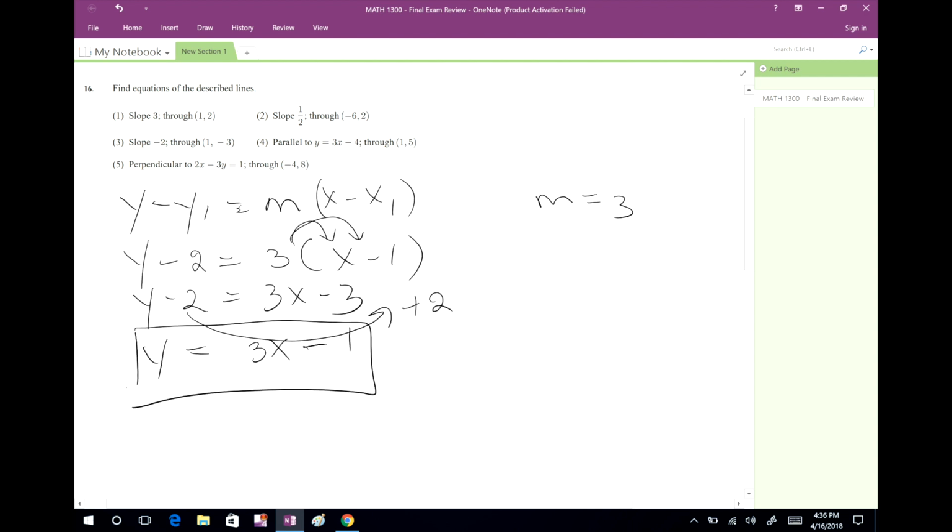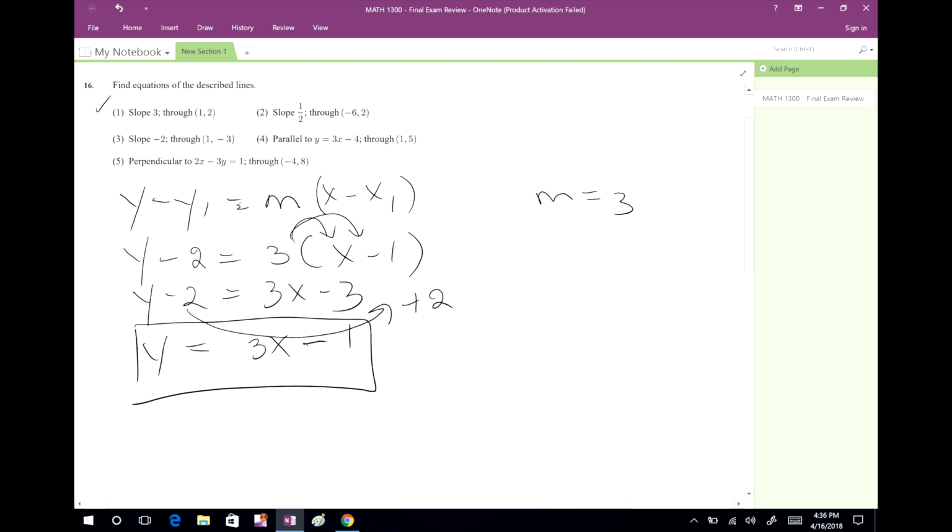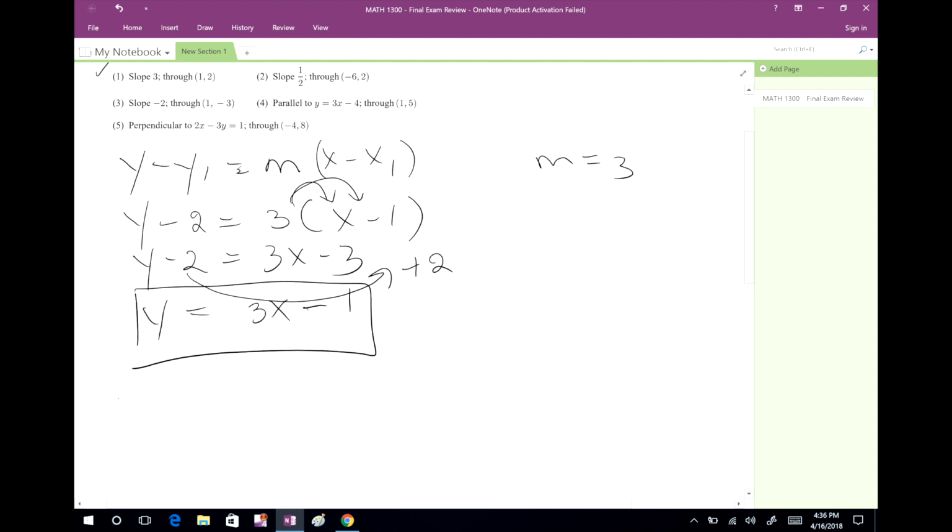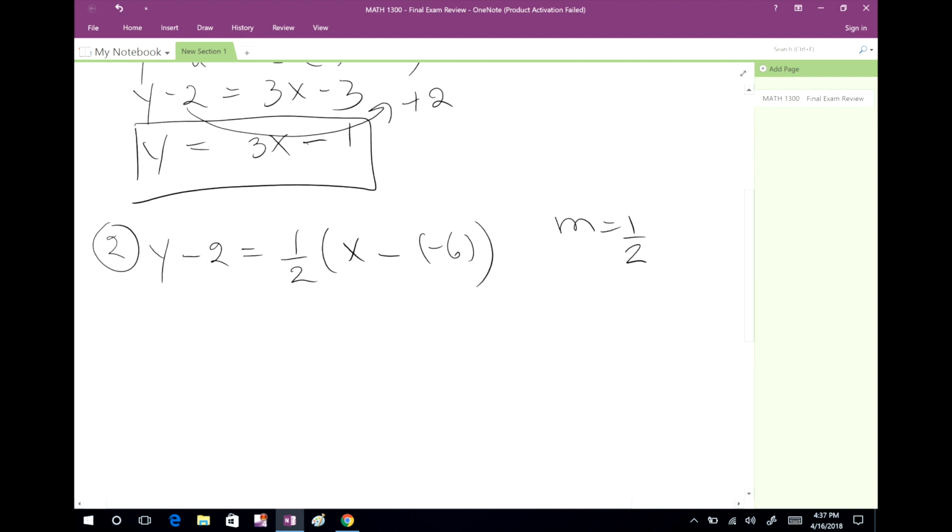Let's go ahead and work on problem 2. For the second one, we're given that m is equal to 1/2. Okay, so we get y minus 2 equals 1/2 times x minus 6. Correct? Now we get y minus 2 equals 1/2 times a minus, and this negative sign becomes a plus, x plus 6.